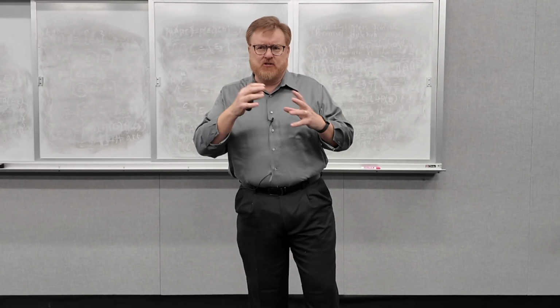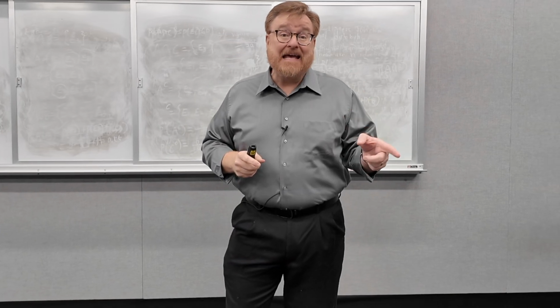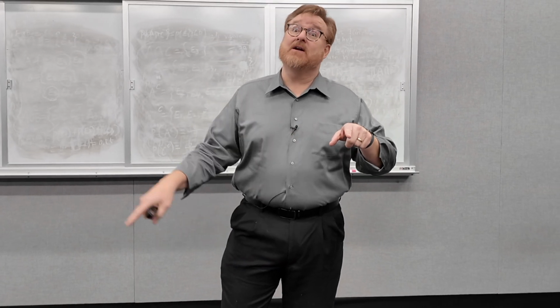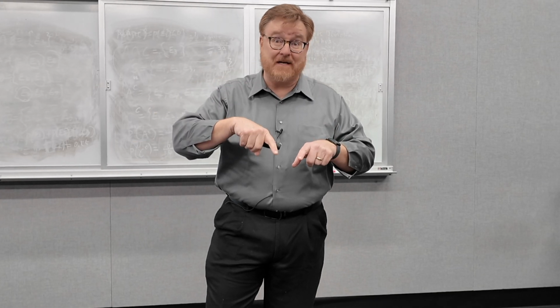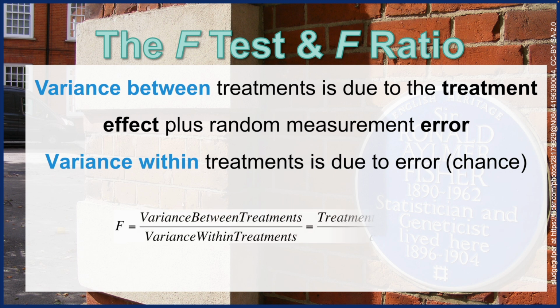See, the variance within is just error, just random chance. The variance between contains our treatment effect. But because it also is based on those groups, it also has error. By dividing variance between, which is treatment effect plus chance, by the variance within, which is simply chance, we cancel out the chance, leaving us with only the treatment effect. That ratio is the F-test statistic.